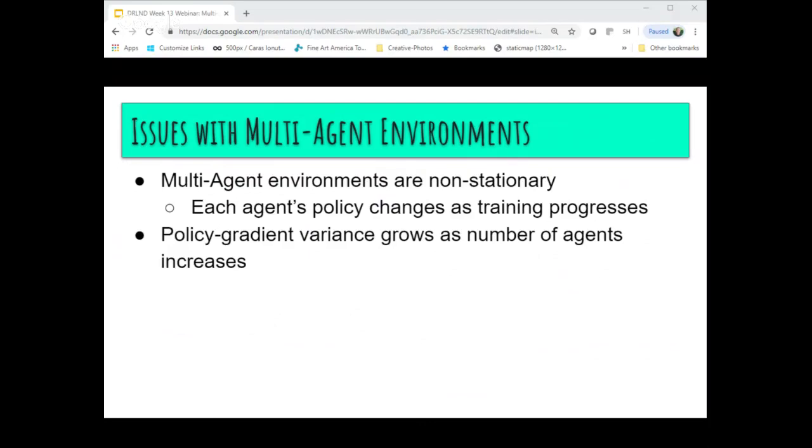The second problem is that as you have more and more agents, the gradients increase in variance, and that additional variance really complicates policy gradient techniques. It becomes more difficult to learn, learning is slower, and it may become unstable.